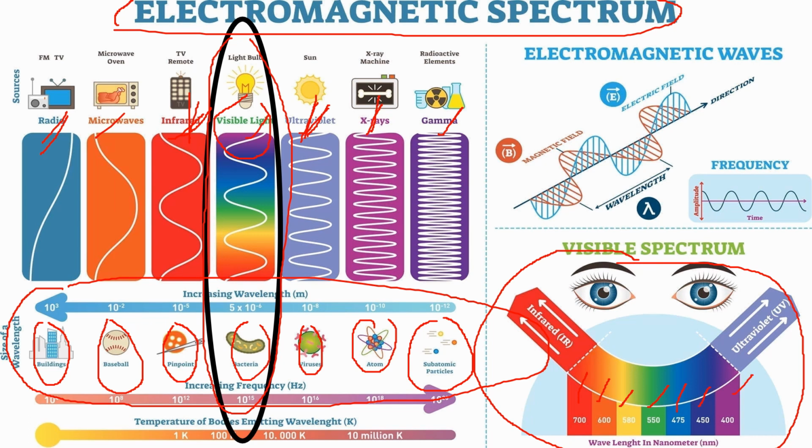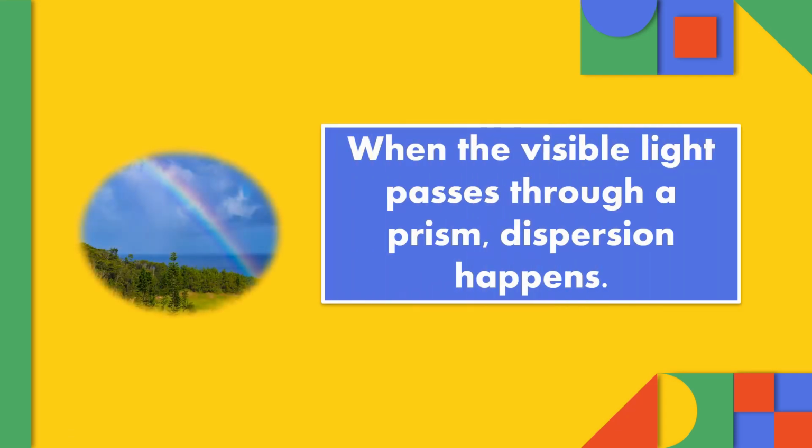So, kung napapansin niyo, pagkatapos ng infrared is yung color red ng rainbow. And pagdating sa dulo, yung kulay violet, at pagkatapos ng violet is yung ultraviolet naman ng electromagnetic spectrum. Kaya ganun yung arrangement ng color sa rainbow o sa Roy G. Biv because of their different wavelengths and frequencies. So, when the visible light passes through a prism, dispersion happens. So, paano ba nabubuo ang rainbow? Kapag ang visible light na galing sa araw or sunlight, kapag siya ay dumaan sa prism, nagkakaroon ng dispersion.